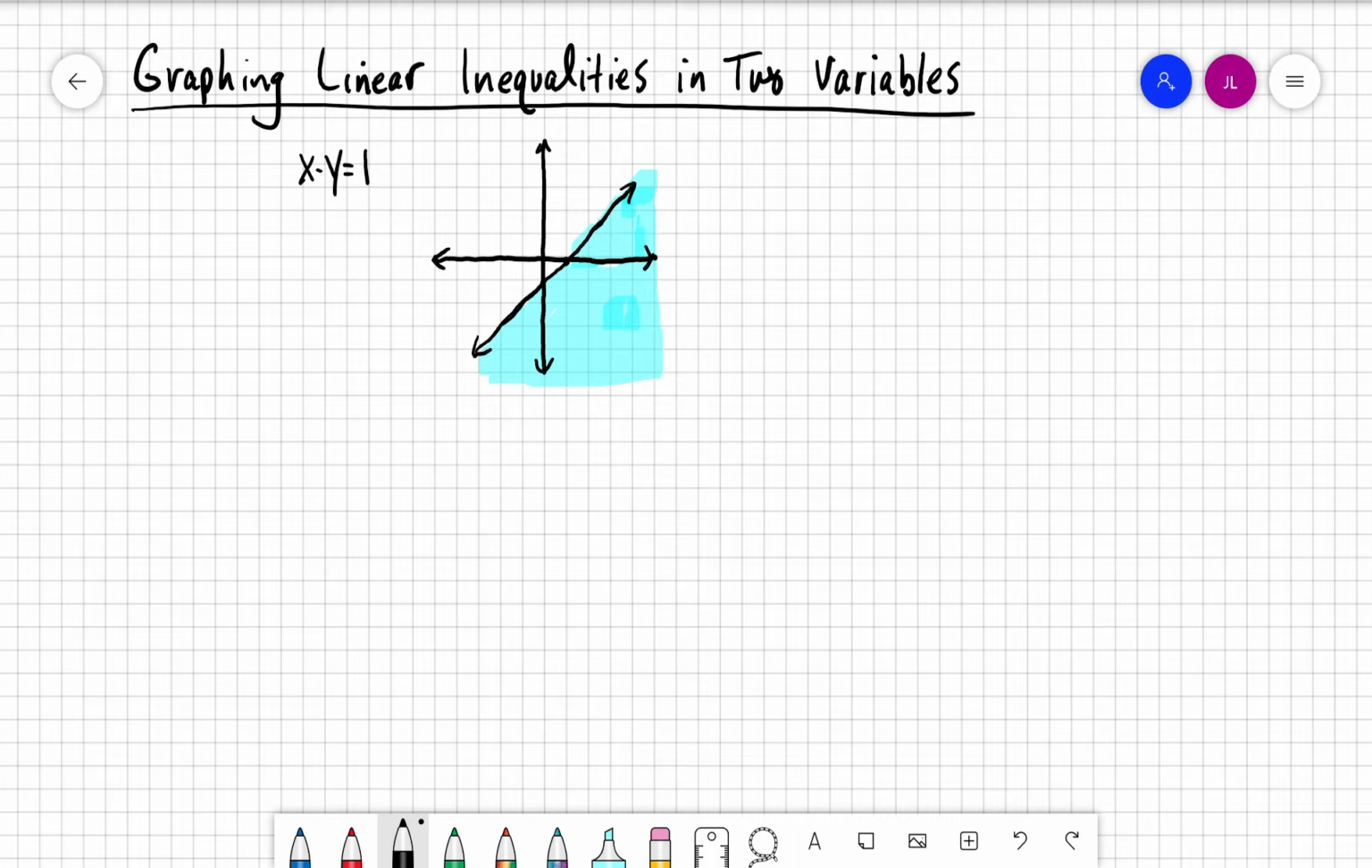Now, everything on one side would correspond to x minus y is less than 1, and everything on the other side would correspond to x minus y is greater than 1. So this shaded area over here is the area that corresponds to x minus y is greater than 1. That's what we have when we have linear inequalities in two variables.